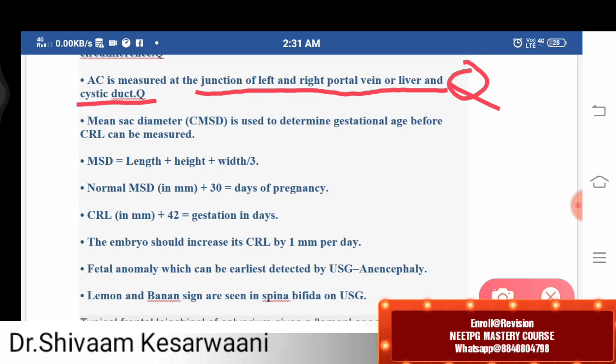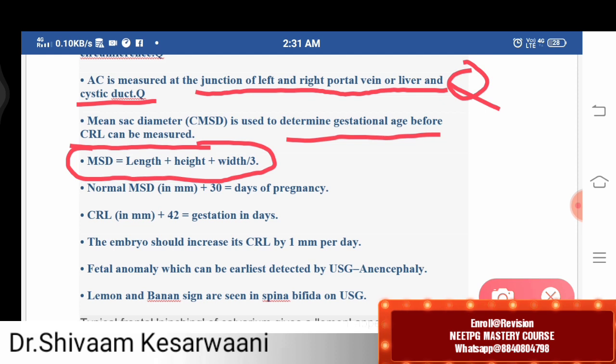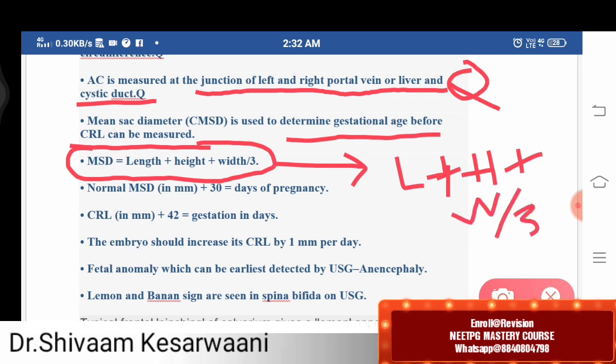Now there is something called mean sac diameter, which is used to determine gestational age before CRL can be measured. What is the formula? Again, a numerical question from Ops Gynae. They are very fond of giving you bouncers. Mean sac diameter is equal to length plus height plus width divided by 3. You know the formula, it's easy, but you have to know it at least once to make it right.